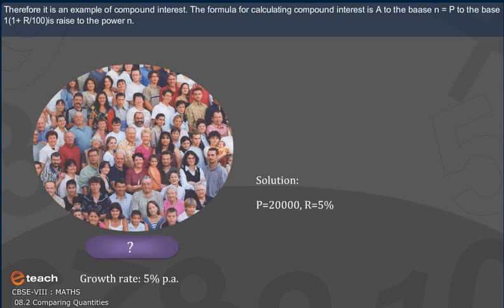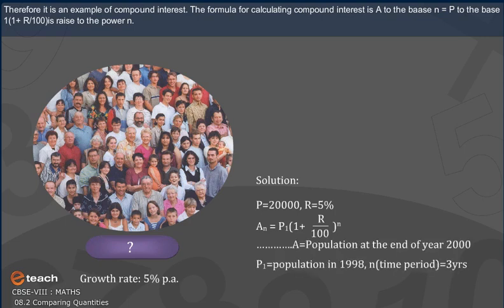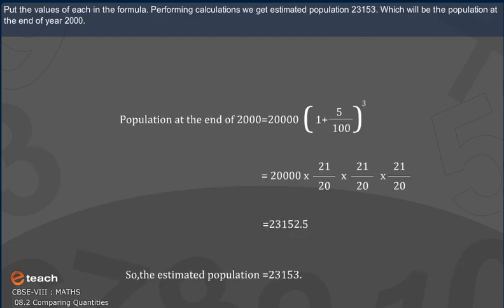The formula for calculating compound interest is A_n equals P times (1 plus r divided by 100) raised to the power n. Put the values in the formula. Performing calculations, we get the estimated population 23,153, which will be the population at the end of year 2000.